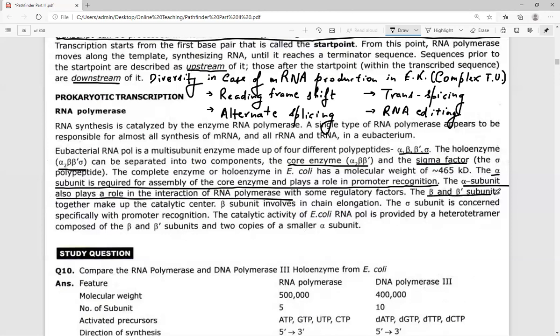Beta and beta dash subunits are the other subunits which make the catalytic site or catalytic center of the RNA polymerase molecule. The catalytic activity of E. coli RNA polymerase is provided by a heterotetramer composed of beta and beta dash subunits and two copies of the alpha subunit. There are two copies of the alpha subunit present, and together they constitute the structure of the RNA polymerase. Now, how they make the structure of the RNA polymerase, we will have to see here. So please do have a look here.